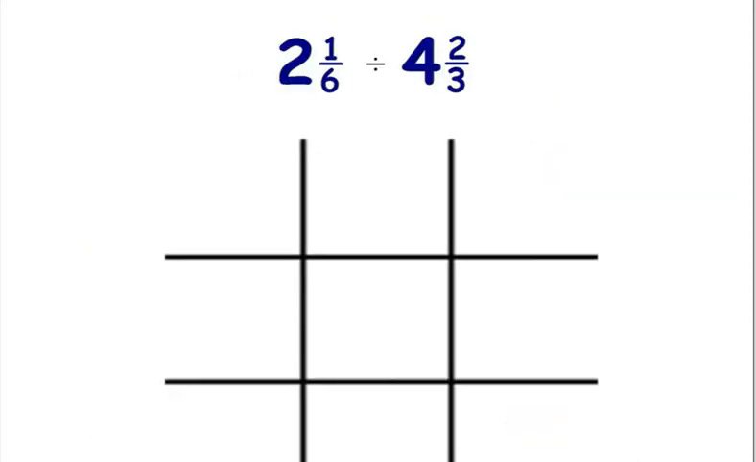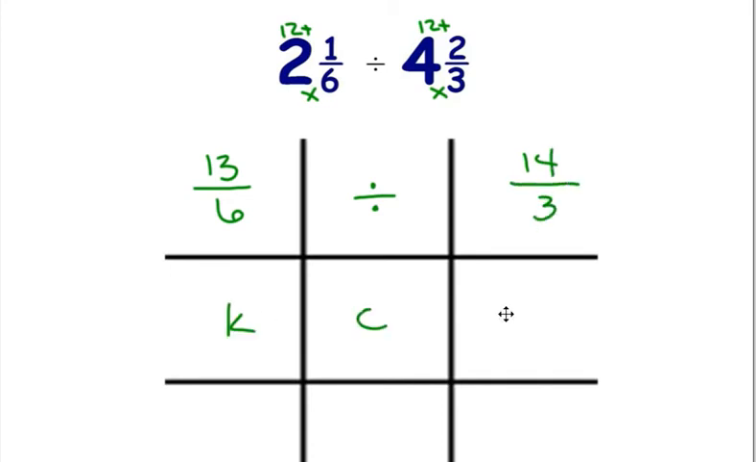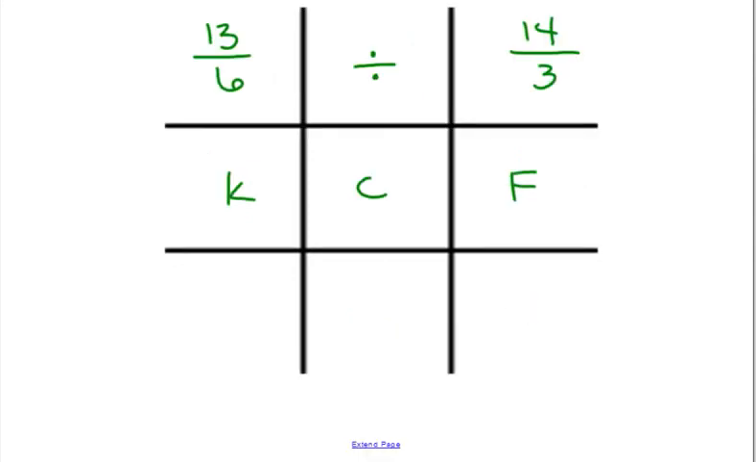Okay, next one. So we have a positive divided by a positive. So 2 times 6 is 12, plus 1 is 13 over 6, divided by 4 times 3 is 12, plus 2 is 14 over 3. So we have keep, change, flip. So we're going to keep 13 over 6, change division to multiplication, and flip 14 over 3 to 3 over 14. I have a positive times a positive, so my answer is positive.